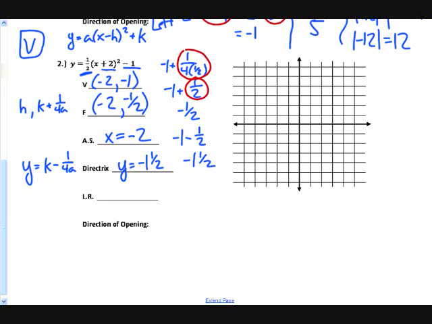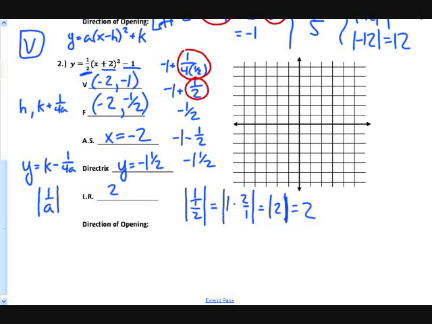And then it tells me that the length of the LR is the absolute value of 1 over a. So that's the absolute value of 1 over 1/2. Remember, dividing by a fraction is the same thing as multiplying by the reciprocal. So you get the absolute value of 2, which is 2. And then the direction of opening, this is vertical. The a value is positive, so it's going to open up. So now I just need to graph it.